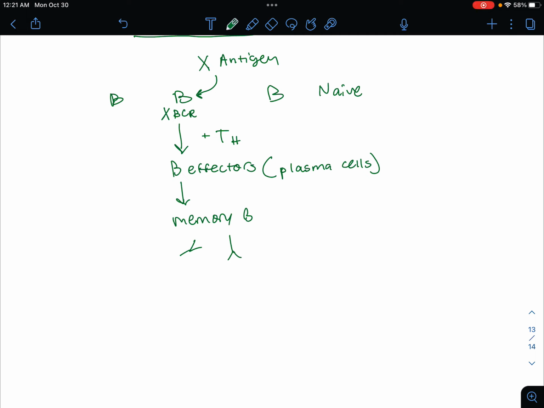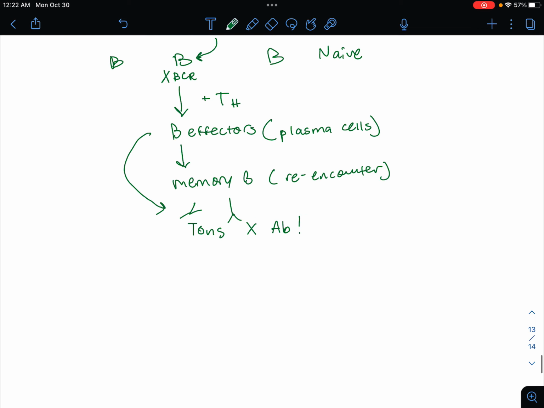So again, the memory, this is for re-encounter. And then that's going to be a strong secondary response. But then once we get down to the plasma cells or the B effectors, that's when we get tons of the X antibody. So this whole system will be proliferating.